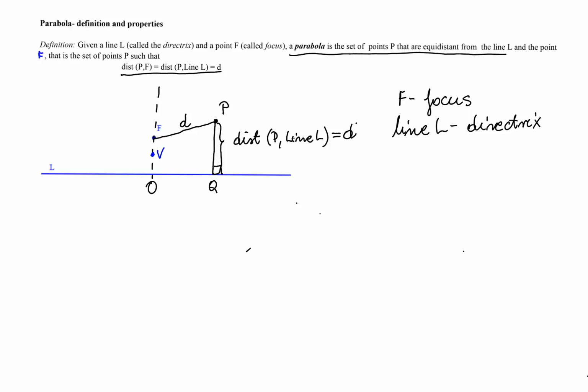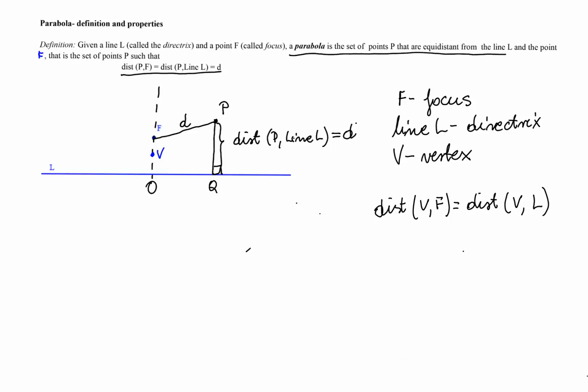Because V is halfway between F and O, the distance between the point V and F is the same as the distance between the point V and the line L, so the point V is on the parabola. The point V is called the vertex of the parabola.